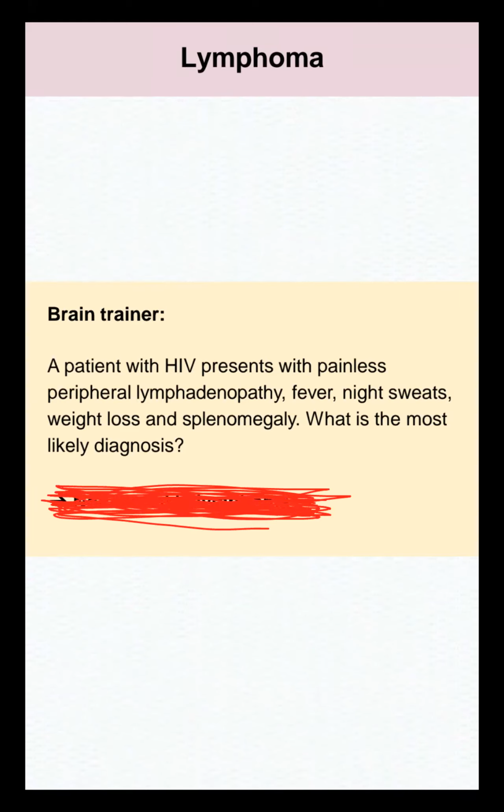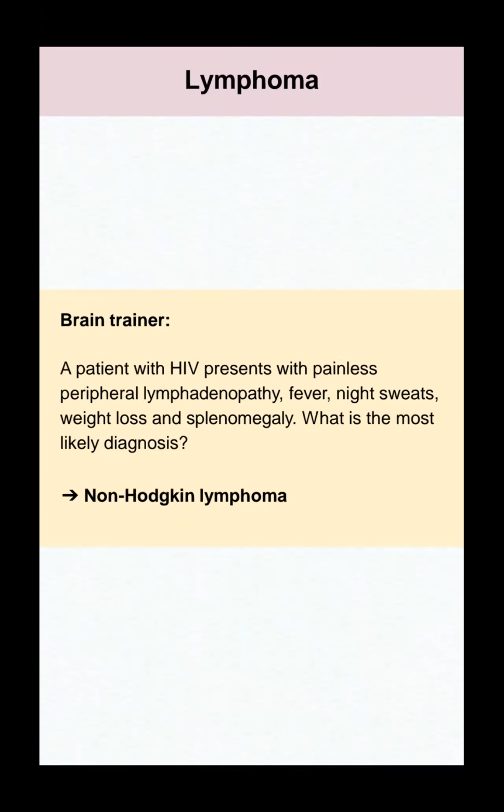A patient with HIV presents with painless peripheral lymphadenopathy, fever, night sweats, weight loss, and splenomegaly. What is the most likely diagnosis? Ma'am, the symptoms suggest lymphoma, non-Hodgkin lymphoma. Because the patient is immunosuppressed, an HIV patient, and there are B symptoms and splenomegaly.